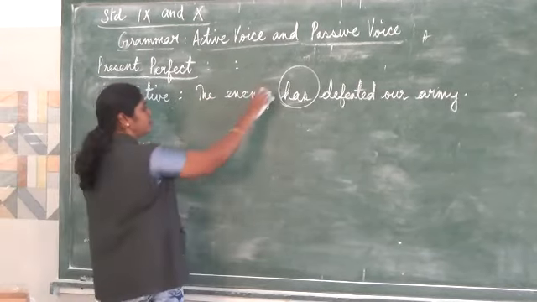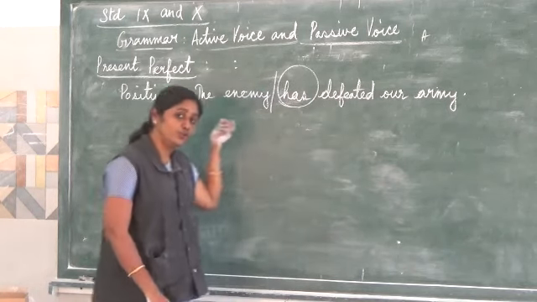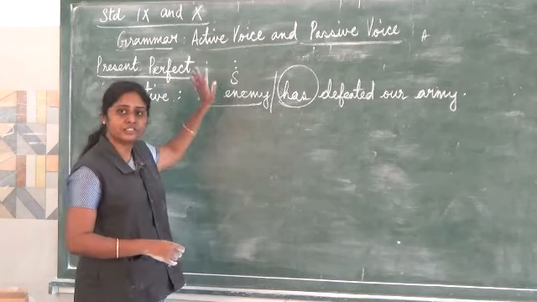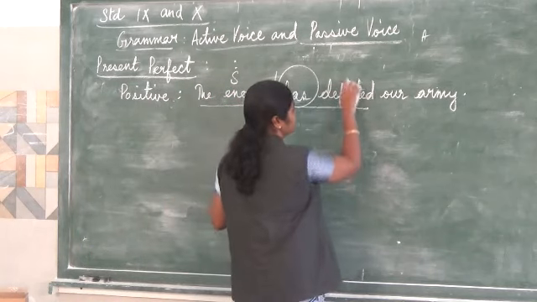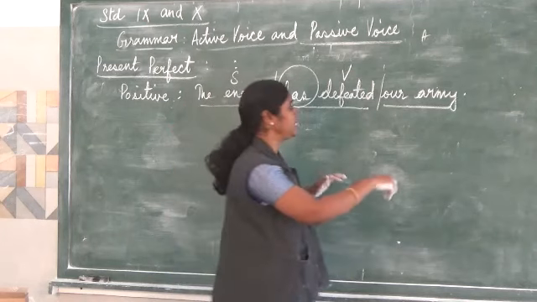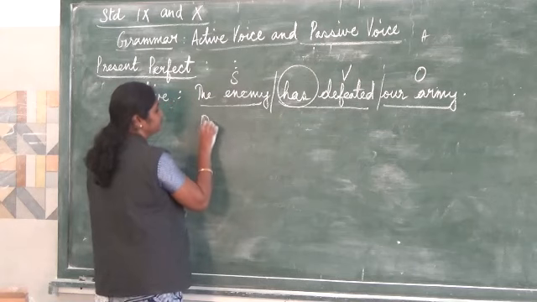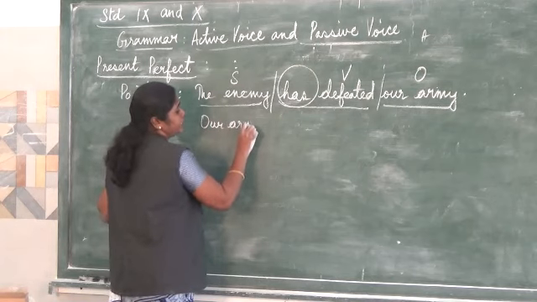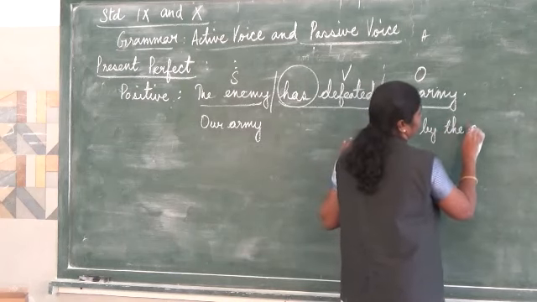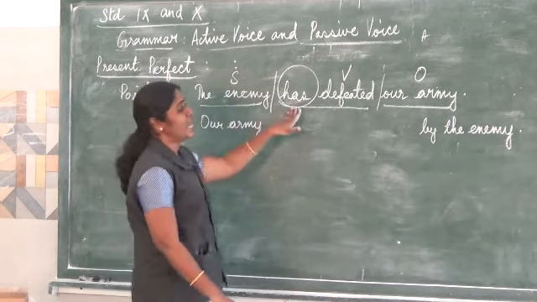Okay, so now as usual, pattern it. What is the action that is done? Defeating is the action. Who is defeating? The noun enemy is defeating. So enemy is doing the action, so that is the subject here. What is the action that is being done? Defeated is the action. And who is being defeated? On whom is the action being done? Army, our army. So this is the object. We just interchange: our army by the enemy. Is it clear?